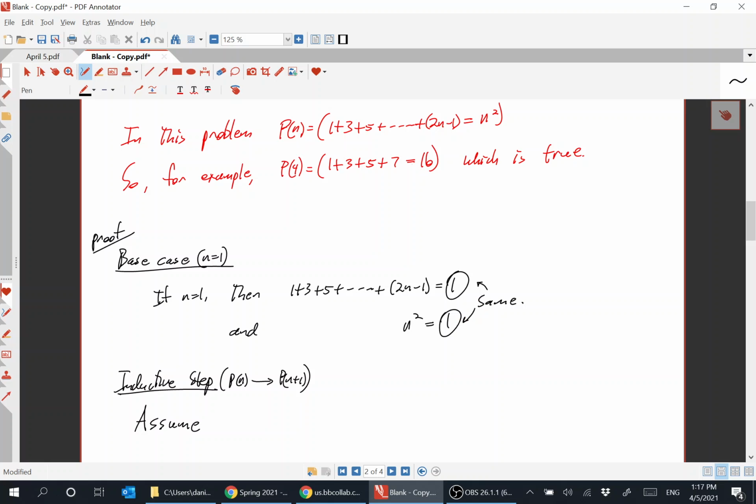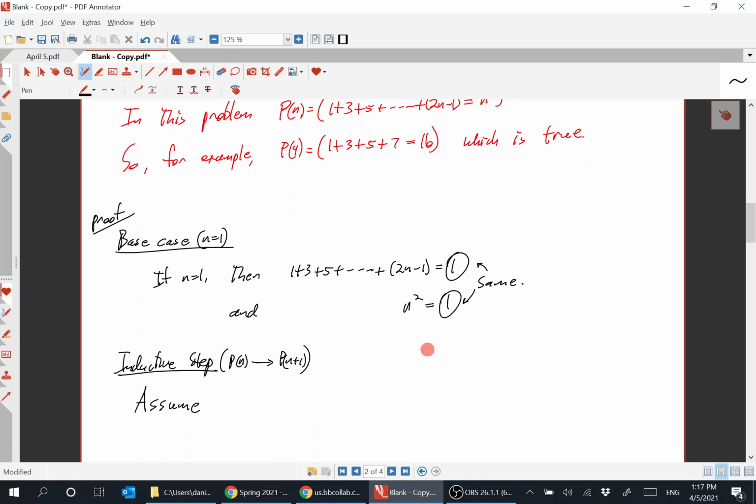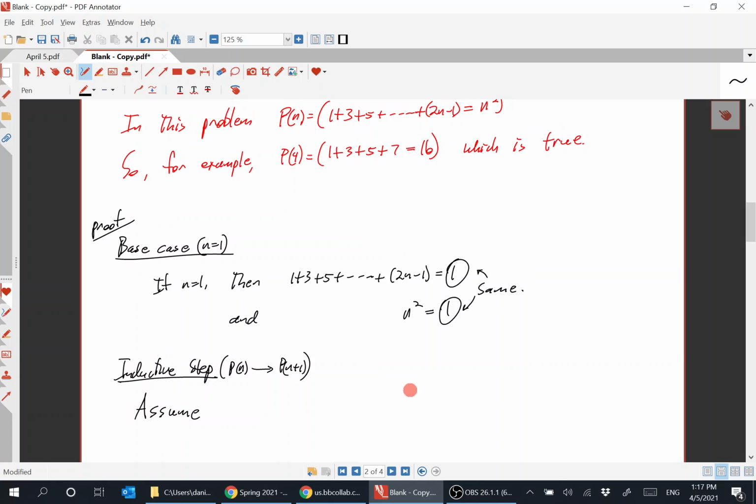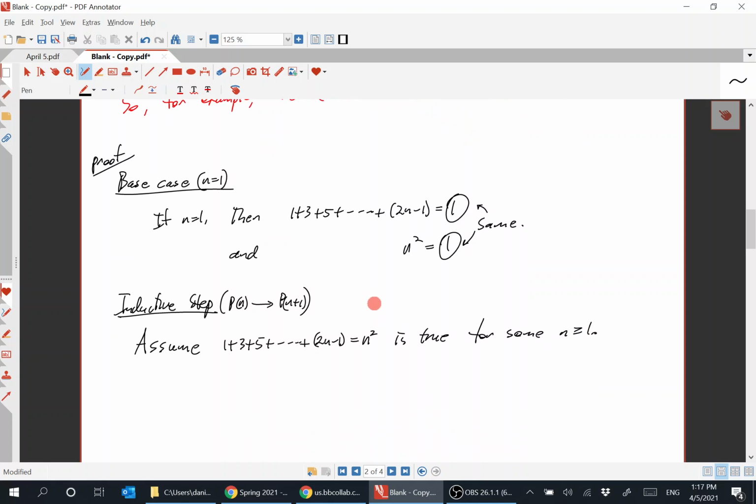I shouldn't even write that. You never actually use the language of predicates in the proof. It's just something in your mind to help keep track of things. So assume Pn is true. What's Pn? It's this: 1 plus 3 plus 5 plus 2n minus 1 is equal to n squared is true for some n bigger than or equal to 1.